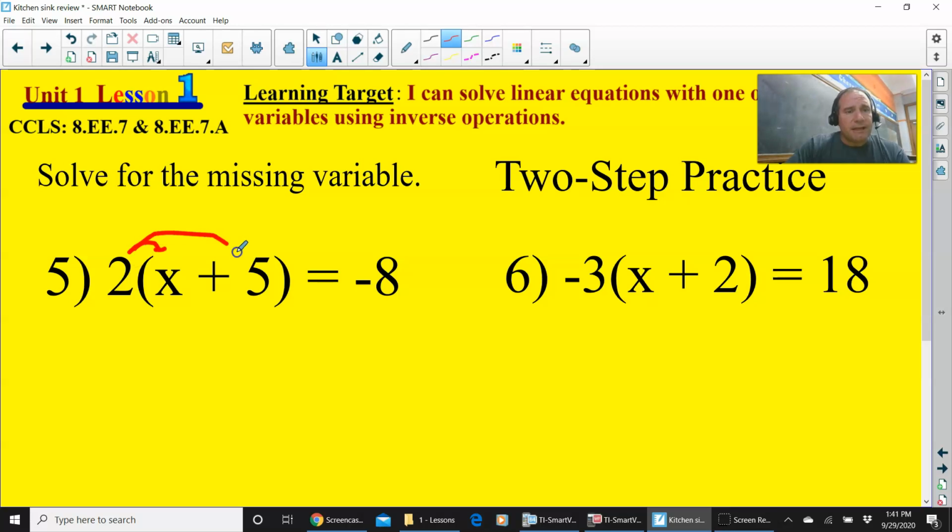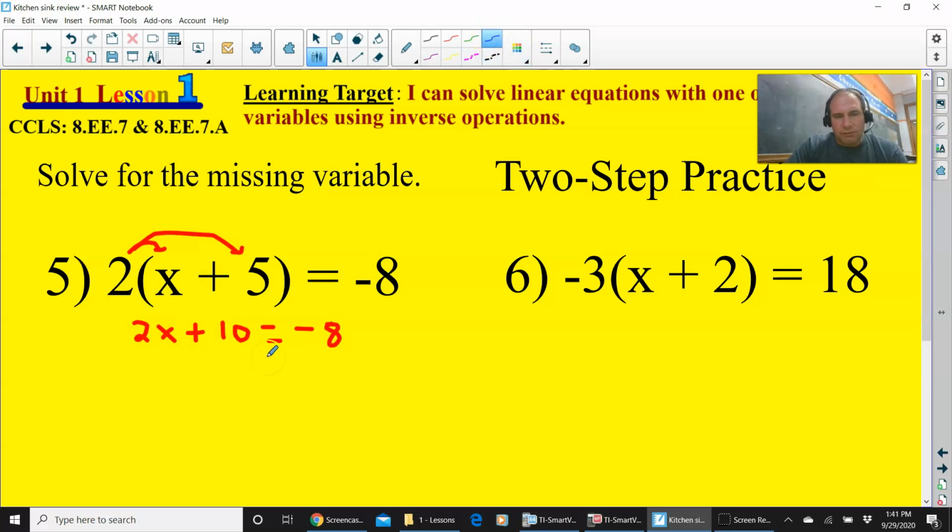So it's 2 times x and 2 times 5. 2 times x is 2x, and 2 times +5 is +10. And we are going to put that down right away. And as soon as we do it, you notice that it is a 2-step equation that we have.